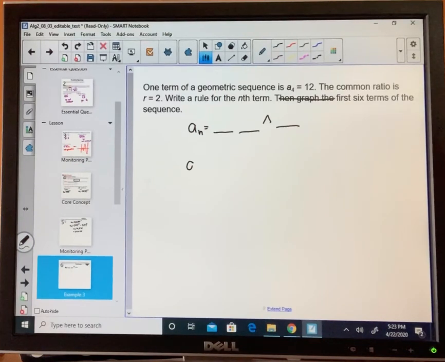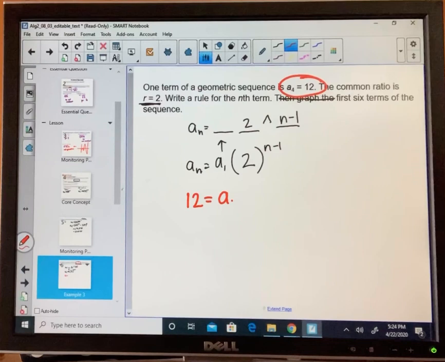Okay, so what you're doing is you're filling in the equation. So I would say an equals a1, r, we know r is 2, so I would put 2 here, to the power of n minus 1. So that's what I would put in this blank, right? Now I'm still not actually done, because I still have to find this blank, but I can use this to help me do that. I can say, okay, well, a4 is 12, so 12 equals a1 times 2 to the power of 4 minus 1. So then I can solve this and say, well, that's 2 to the power of 3.